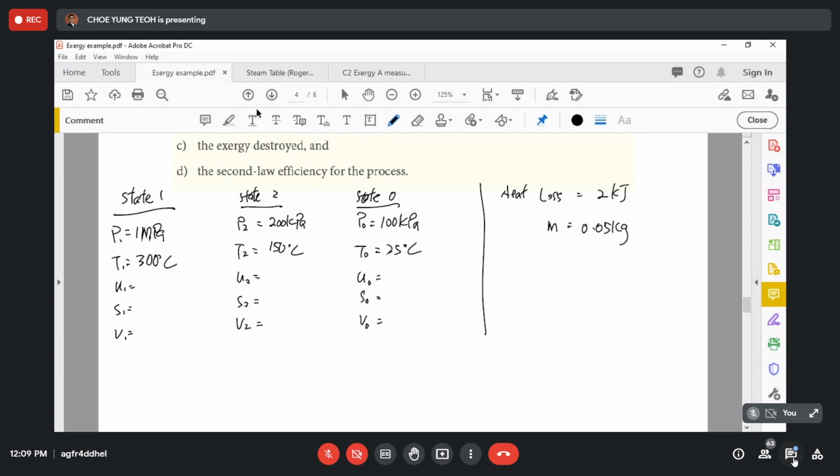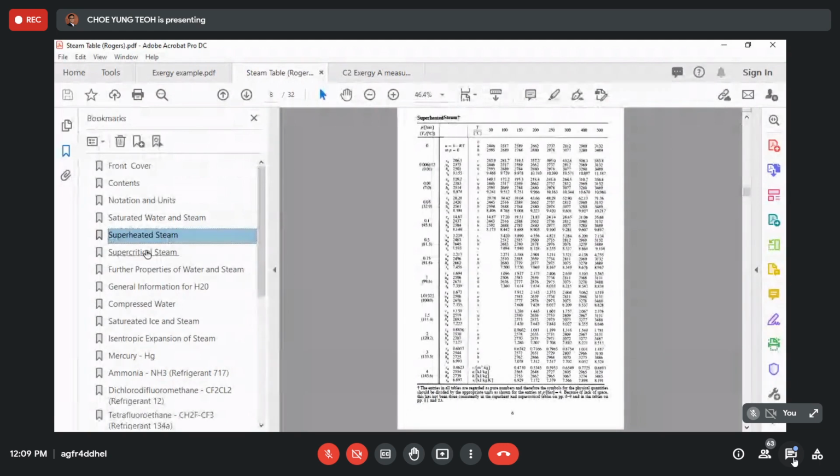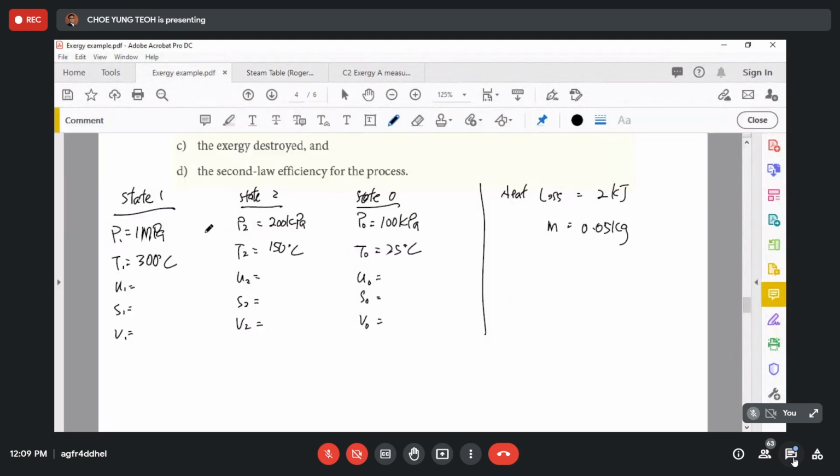If you want to directly jump to the superheated steam table for state 1 and state 2, fine, no problem. As long as you can get the value, it means that it's superheated. For example, for 1 megapascal and 300 degrees Celsius, I do not want to check the saturated water table. I directly jump to here.